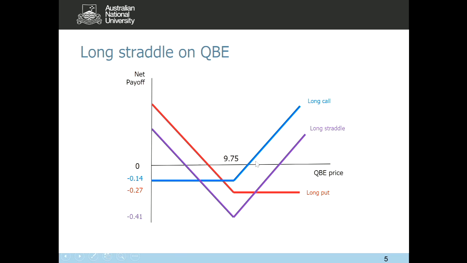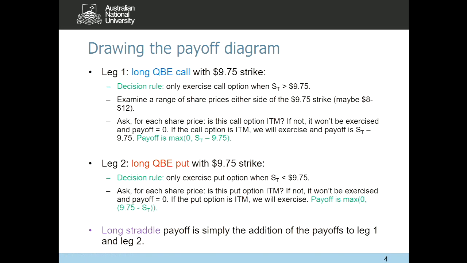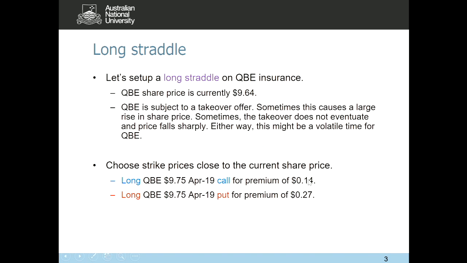The way I get $10.16 is by taking the strike price, $9.75, plus the setup cost. The setup cost is 41 cents, remember? The way we set it up is we pay 14 cents to buy the call, and we pay 27 cents to buy the put. So in total, we paid 41 cents, right?